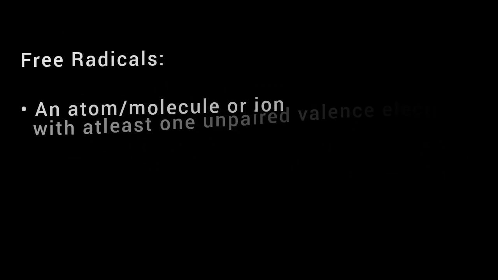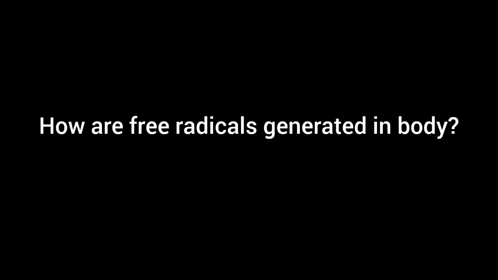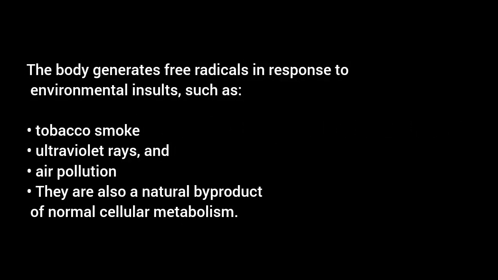The ability of a substance to capture free radicals, thus preventing their harmful effect, is known as the antioxidant capacity. Now, what are free radicals? An atom, molecule, or ion with at least one unpaired valence electron capable of existing independently is known as a free radical, and they are highly chemically reactive species. Now, how are free radicals generated in our body? The body generates free radicals in response to environmental insults like tobacco smoke, ultraviolet rays, and air pollution.